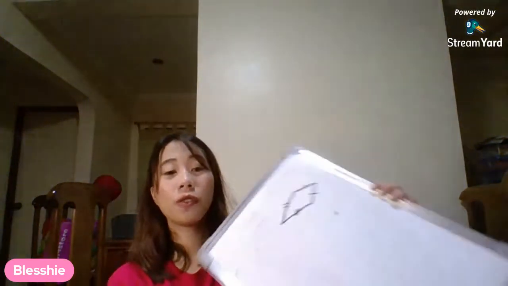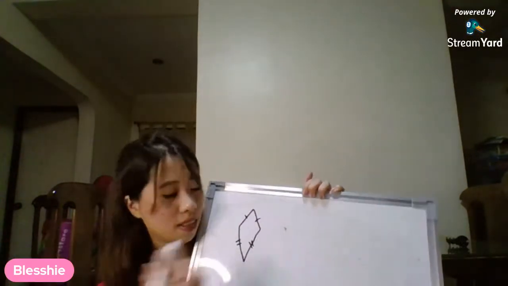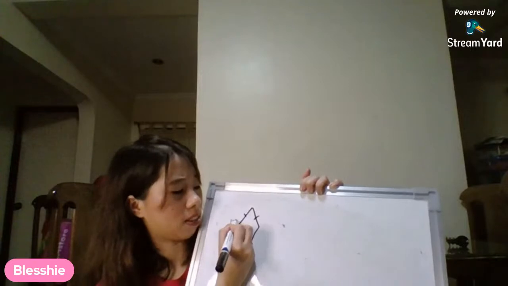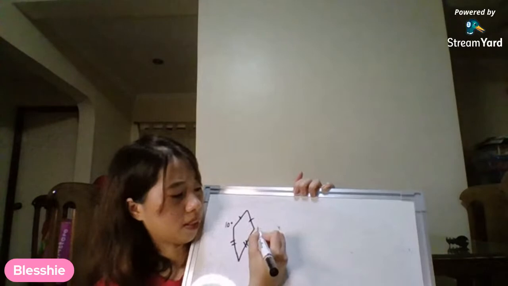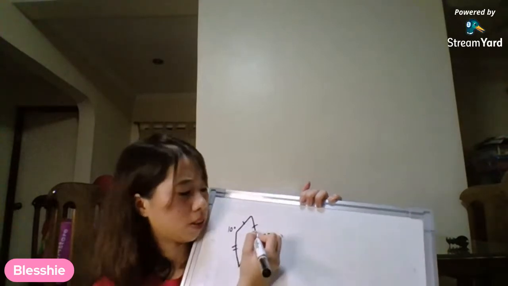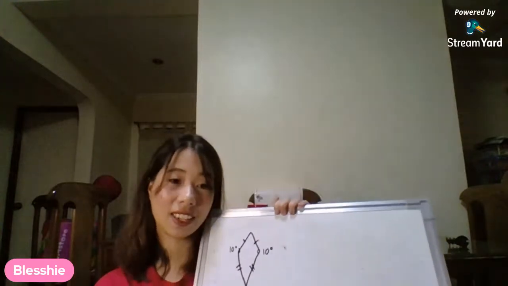So, same thing kapag naman kite yung given sa inyo. Yan. So, kunyari, ito yung kite natin. So, yung nasa right side, kunyari siya ay 10 degrees. Ibig sabihin, yung nasa left side naman, 10 degrees pa din. Kasi itong dalawang to ay equal sa isa't isa.